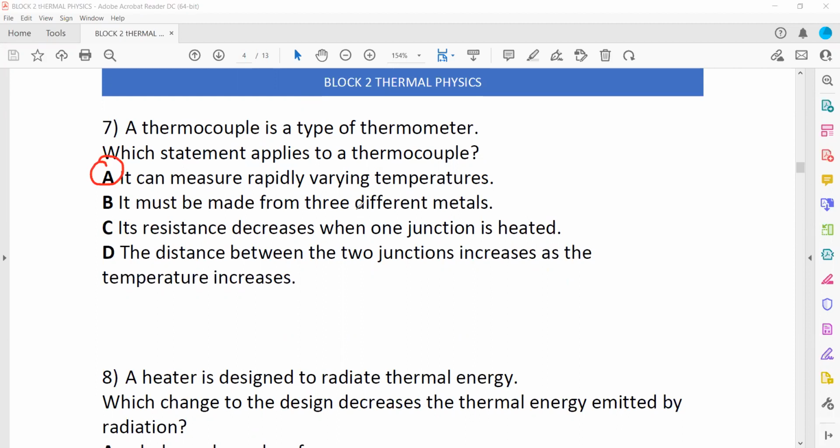It must be made up of 3 different metals. That is wrong. It is 2 different metals. Its resistance decreases when one junction is heated. It's a conductor, and for a conductor, when we increase the temperature, resistance increases. And the distance between the two junctions increases as the temperature increases. That's wrong. It does not change.